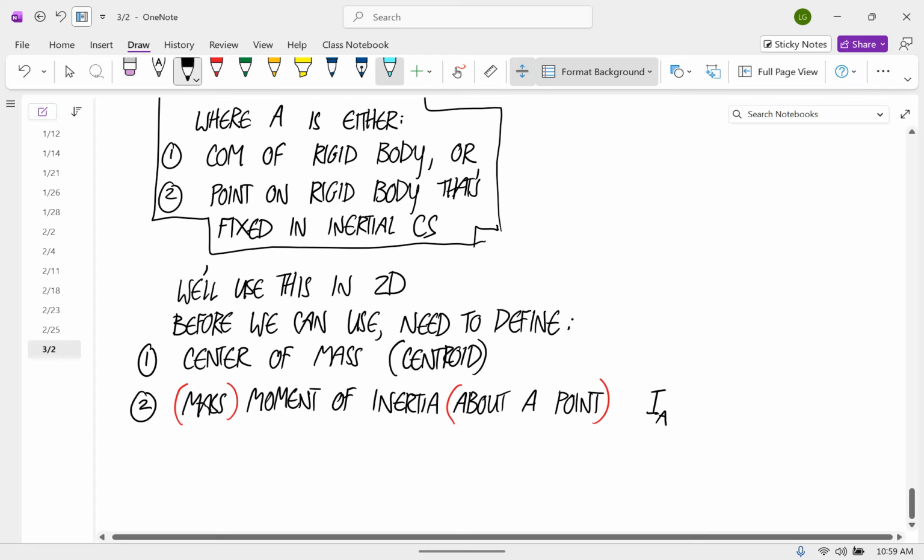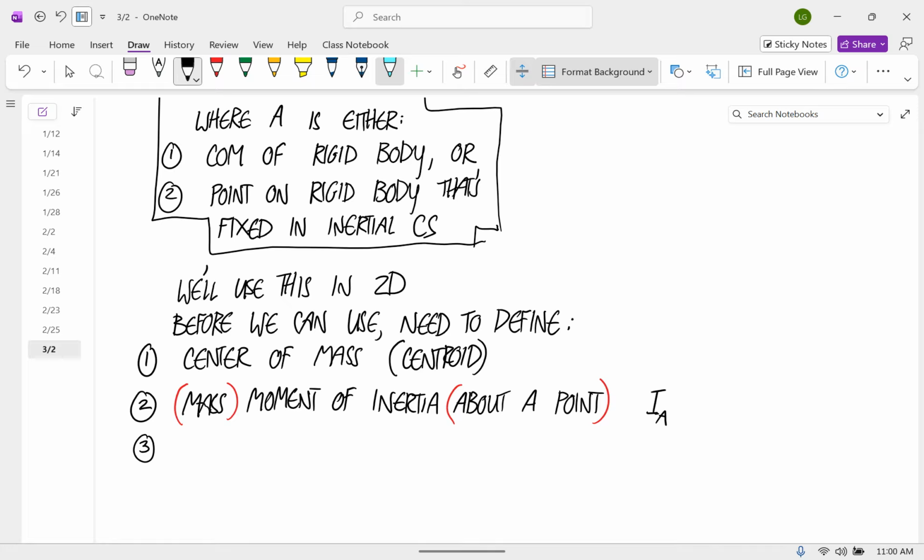And then the last thing is the moment of a force about a point.